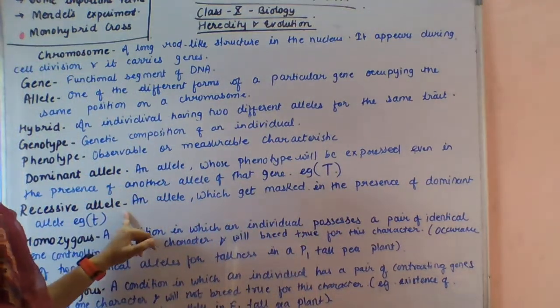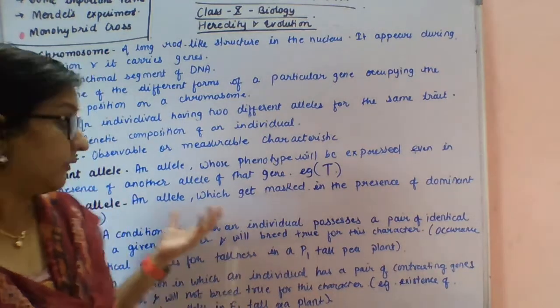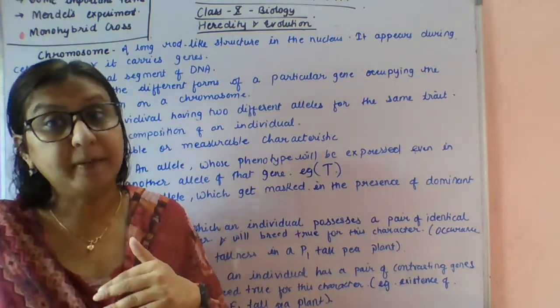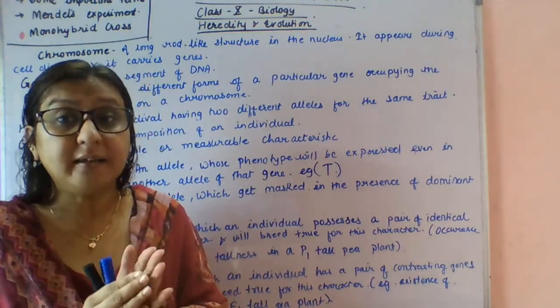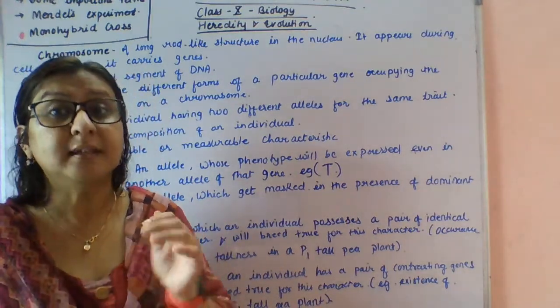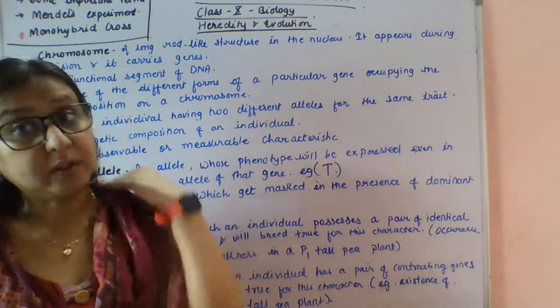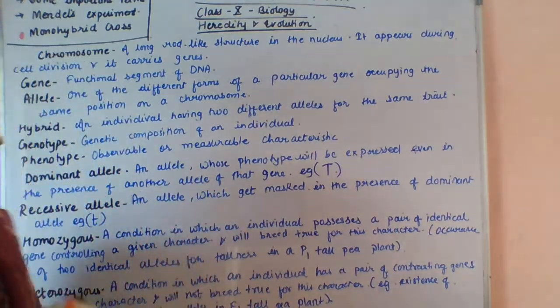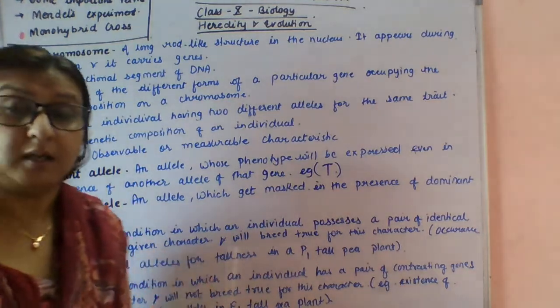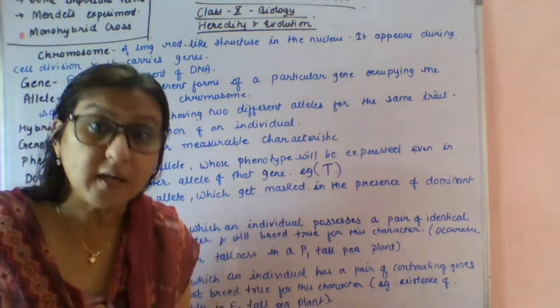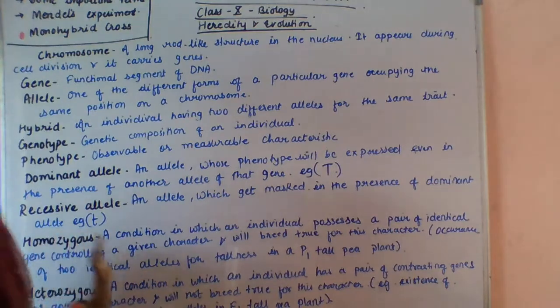Next is recessive allele. Obviously, recessive will get masked by the dominant allele. In the presence of the dominant allele, the recessive allele can't show its phenotypic characteristics. Okay, it gets masked. So it is an allele which gets masked in the presence of the dominant allele, and it is represented as small t.